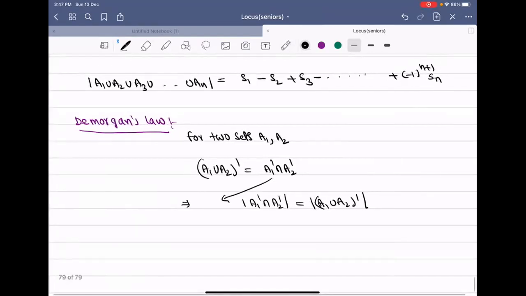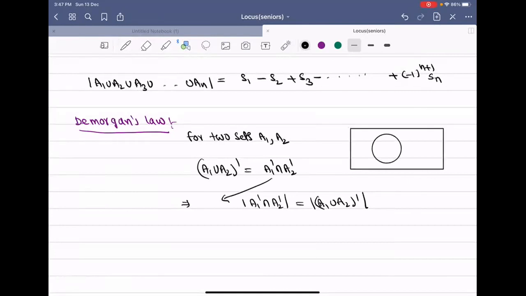So from Venn diagram, see, this is A1 and this one is A2. Here this is the universal set, this first set is A1, this one is A2. So A1 union A2 is what? This portion. This one is A1 union A2, the shaded region.